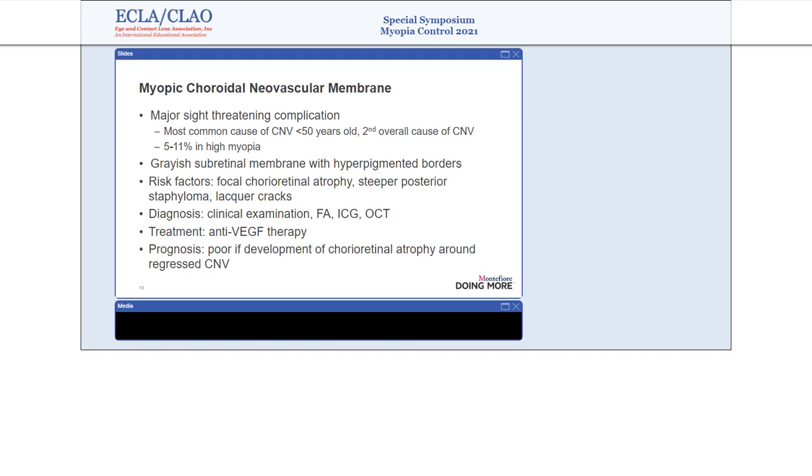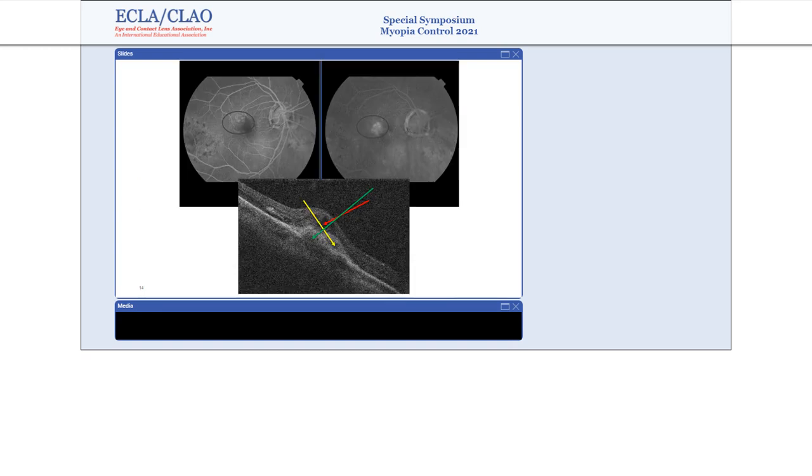We also have choroidal neovascular membrane, which is the major sight-threatening complication in these patients. Overall, it is the most common cause of CNV in patients younger than 50 years old, so it is quite substantial. You have this grayish subretinal membrane with hyperpigmented borders, and risk factors include patchy chorioretinal atrophy, posterior staphyloma, and lacquer cracks, and it can be treated with anti-VEGF therapy.